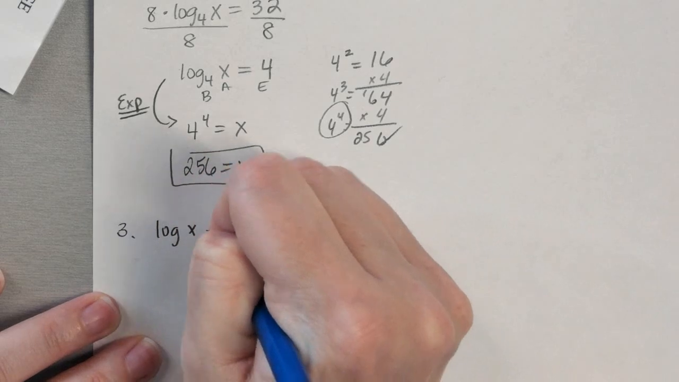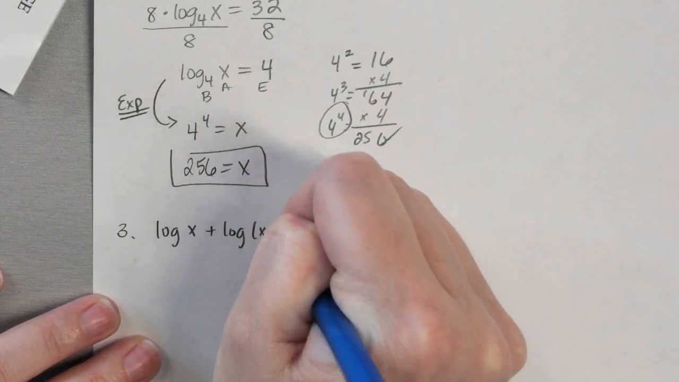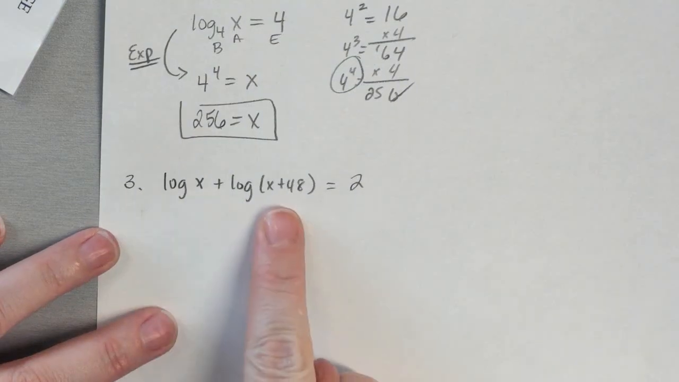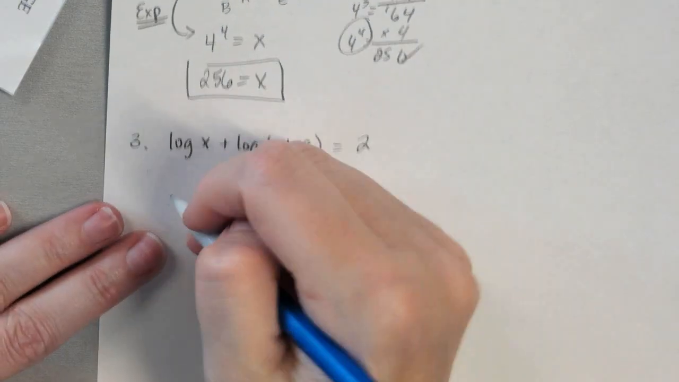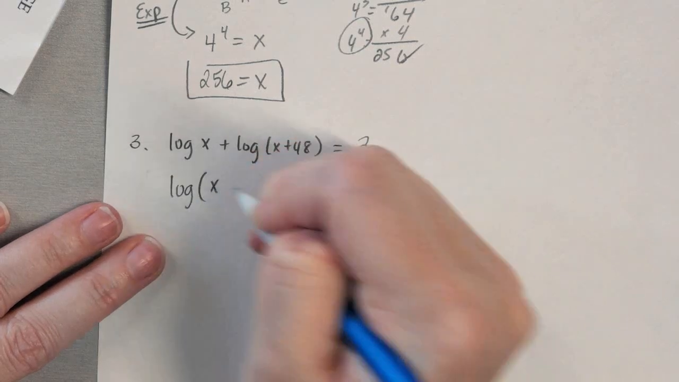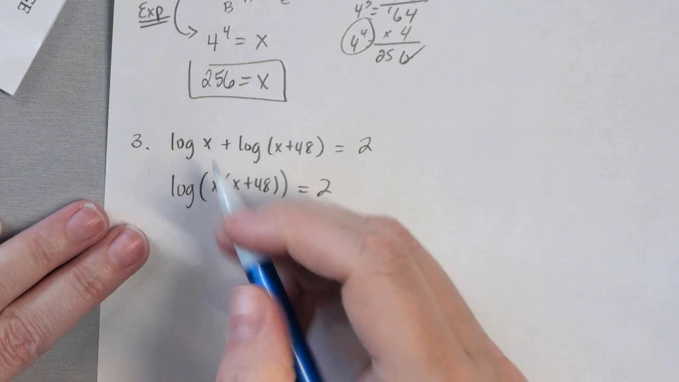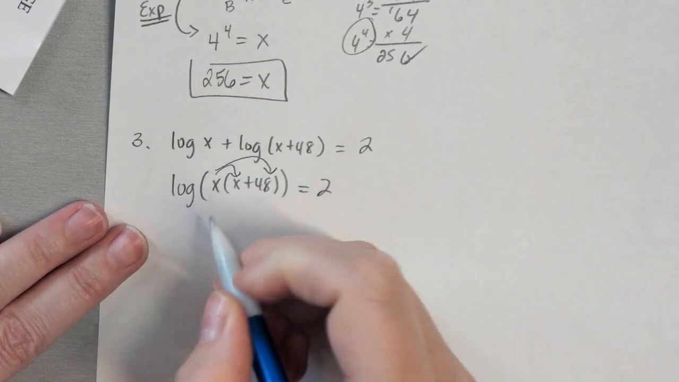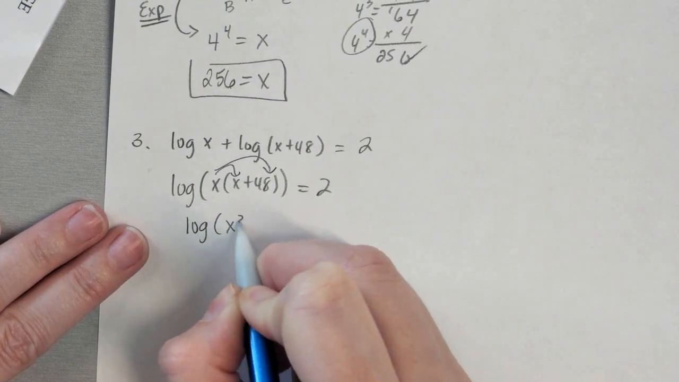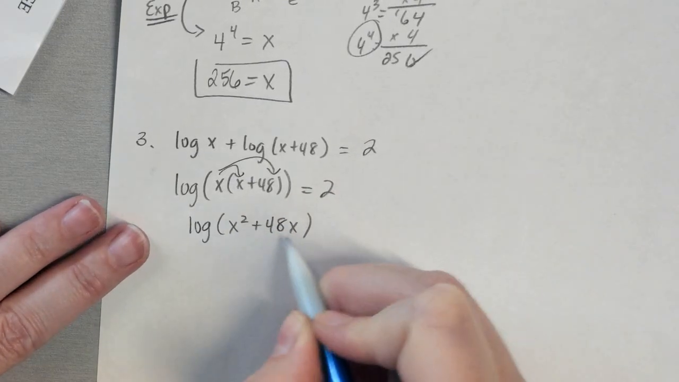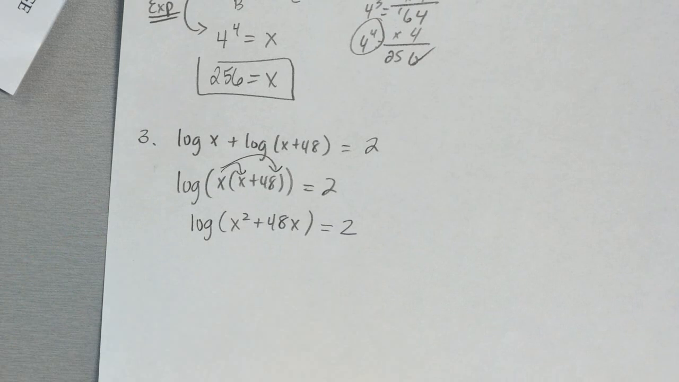Right, the log of x plus the log of x plus 48. Now when you have the log of x and then x plus 48, remember, you're going to have to distribute. So sometimes I'll write it out like that first so I remember. x times x, x times 48. So this is the log of x squared plus 48x. Once you see you have an x squared and an x term, we need to start thinking that this is going to be a trinomial, and I'm probably going to have to factor.